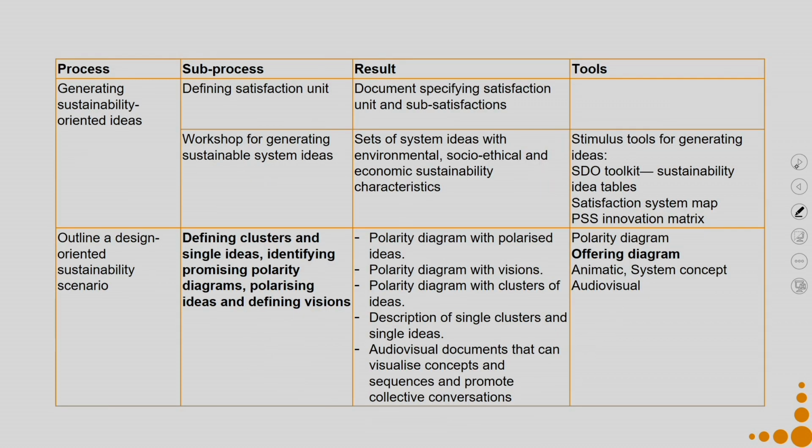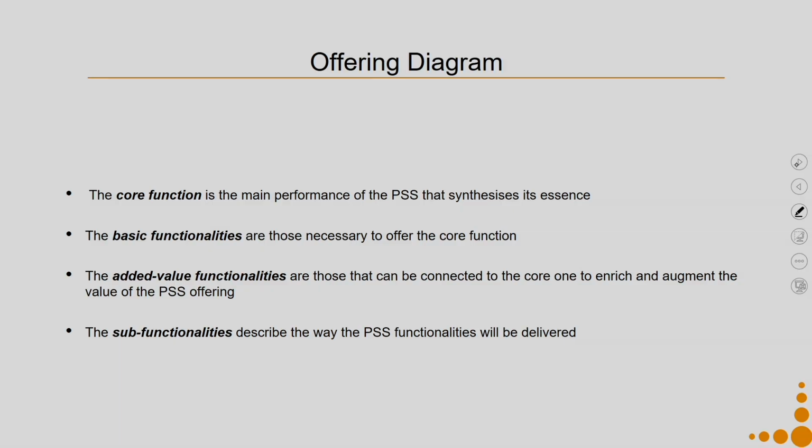Next one in this particular category is called the offering diagram. So, once you have done your polarity diagram, you are more or less very clear about what can be your possible offerings for the customers. There will be a couple of offerings. So, what does an offering diagram imply?